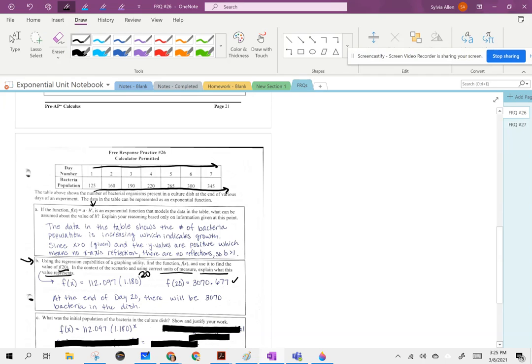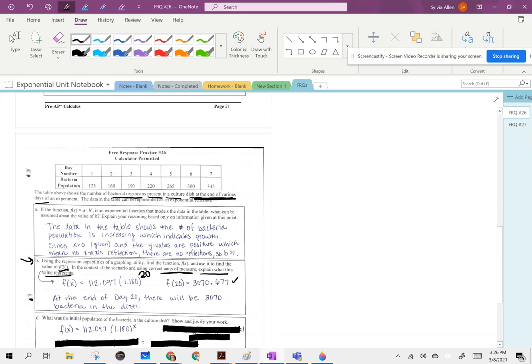At the end of day 20, and I say at the end because in the table it does say the number of bacterial organisms present in a culture dish at the end of various days of an experiment. So at the end of day 20, there will be 3,070 bacteria in the dish.